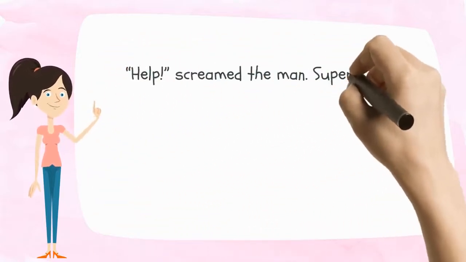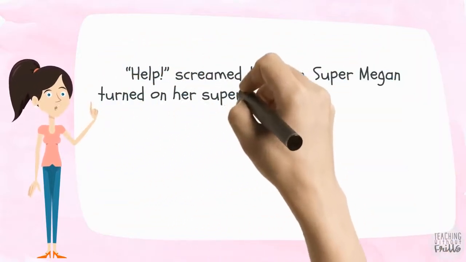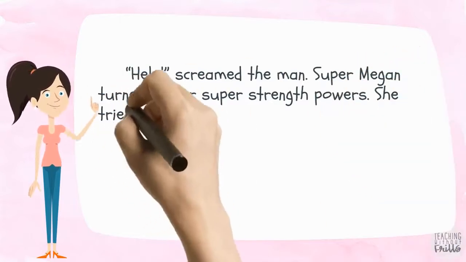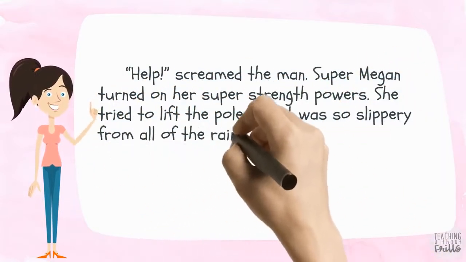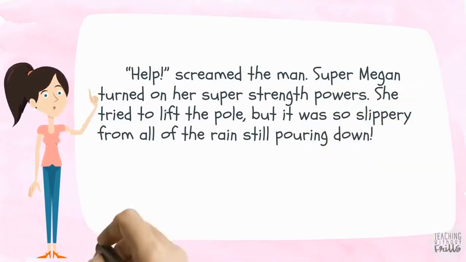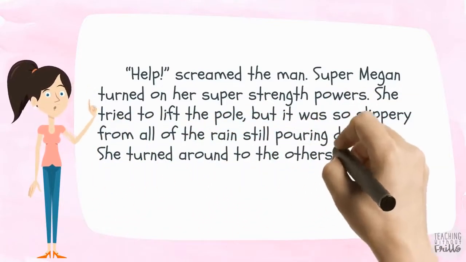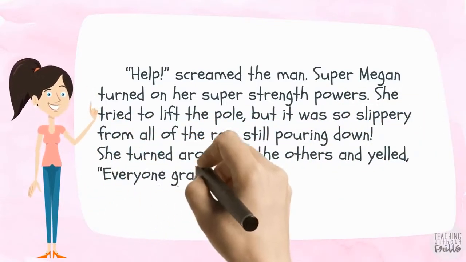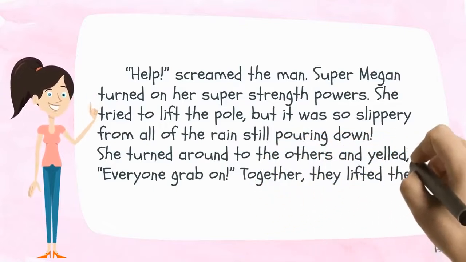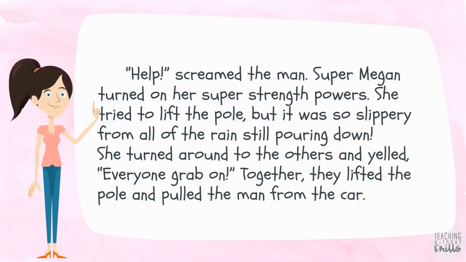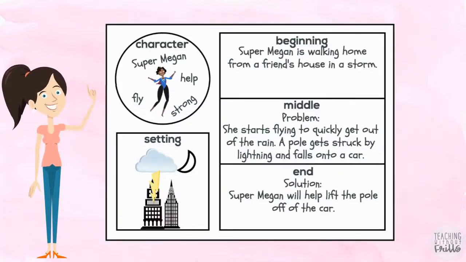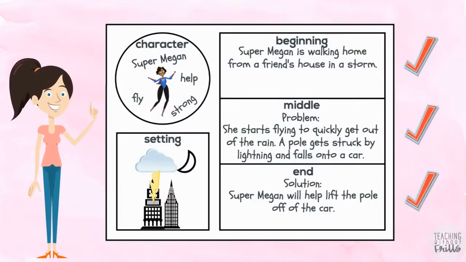Help! Screamed the man. Super Megan turned on her super strength powers. She tried to lift the pole, but it was so slippery from all of the rain still pouring down. She turned around to the others and yelled, "Everyone, grab on!" Together, they lifted the pole and pulled the man from the car. There we go. I've written the important events of the story, but I'm not quite finished yet.